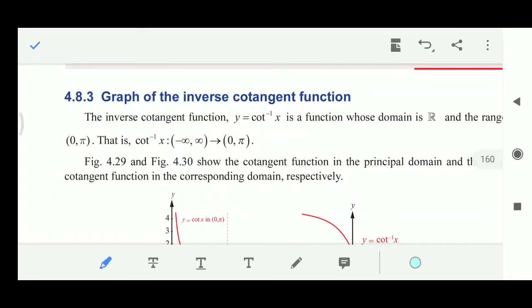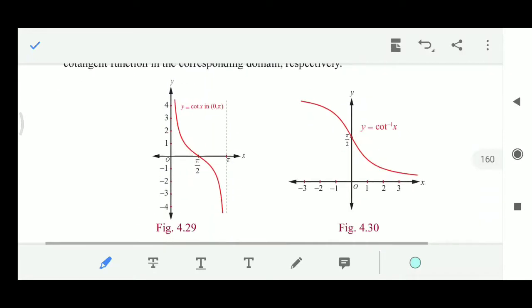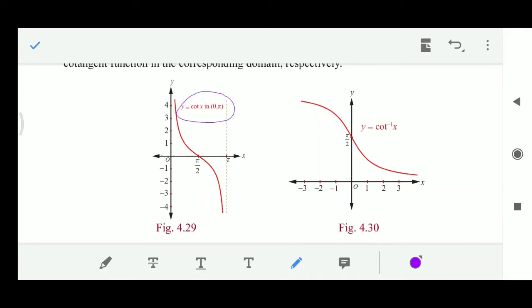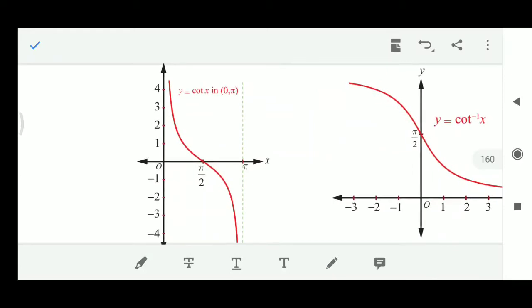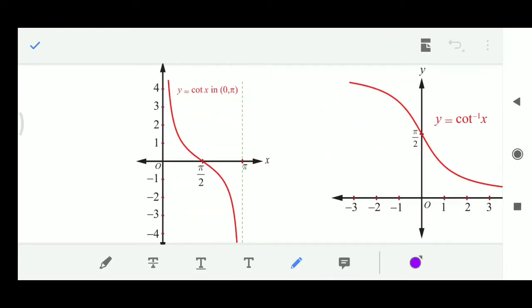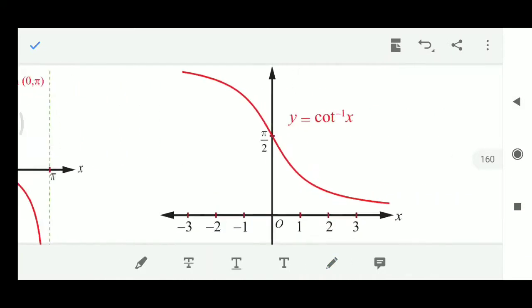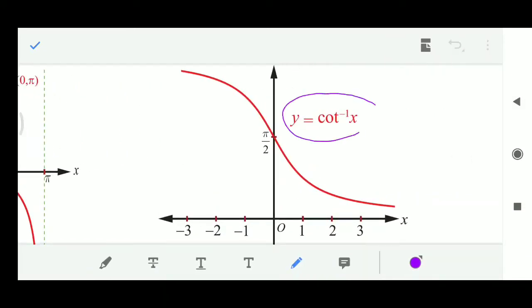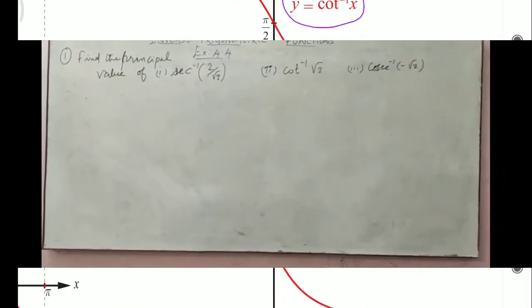If you restrict that to the particular domain 0 to pi, you will get the first graph of cot. Using the first graph of cot, you can draw the cot inverse by the reflection of this with respect to the y-axis, because cot is an odd function. So the second graph denotes the inverse of cotangent function. So students, you have to practice all those graphs again and again and keep it in mind.